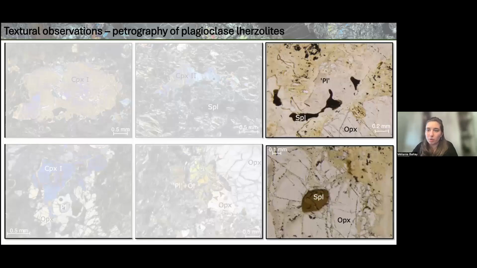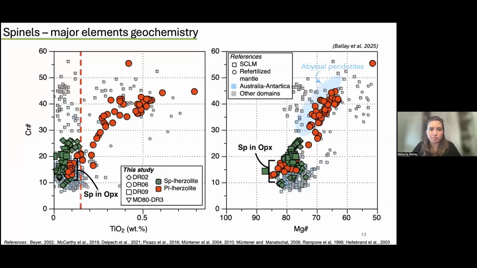And in the same rocks, you can find also spinel. Spinel are normally deeper than plagioclase, but here spinel are in these rocks. And you can find two types of spinel, like the black spinels and the brown spinels, but the brown spinels are only embedded in orthopyroxene. So really a lot of textures.